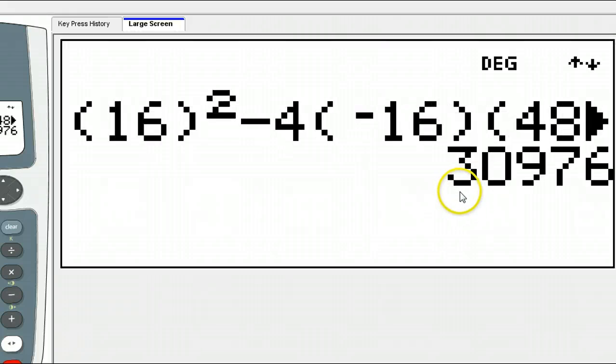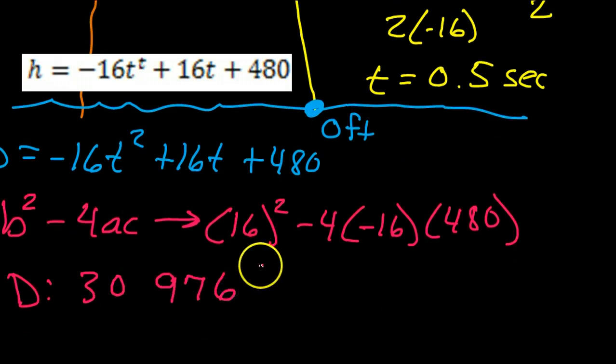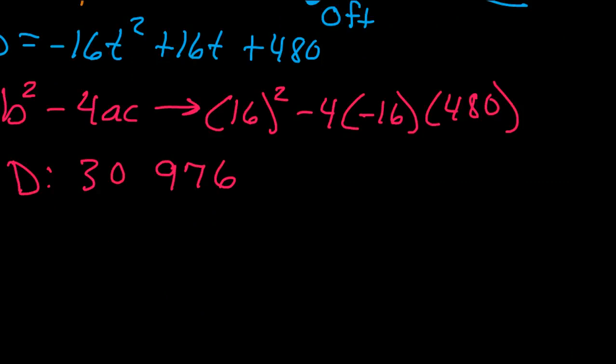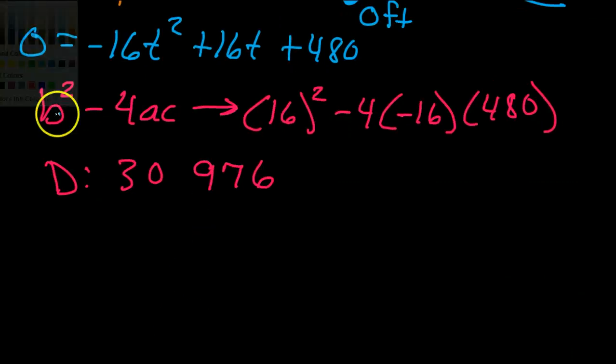Okay, that's a pretty big number. So 30,976. Alright, that's our discriminant. So let's go ahead and find the rest of the quadratic formula.